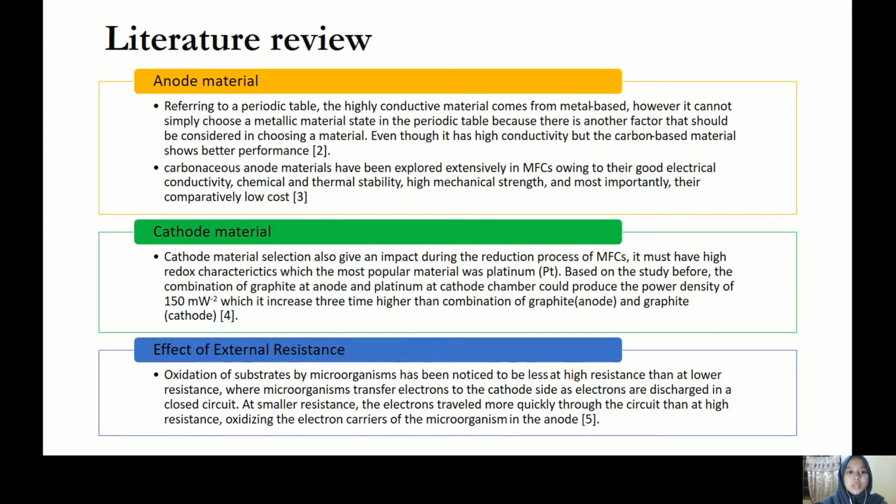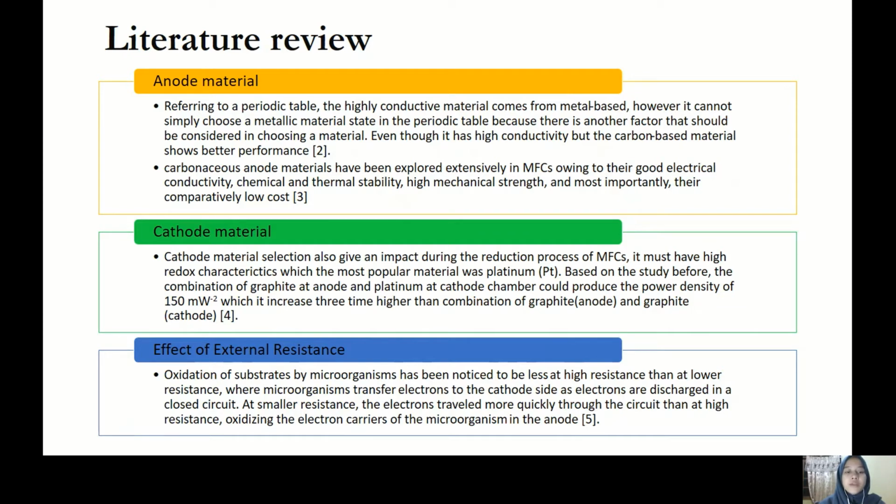And the cathode material. In choosing the cathode material, we should consider a material that is high in redox potential, because the reduction process occurs at the cathode side. We know that platinum has the highest redox characteristic, but it is high in cost. Based on a previous study, the combination of graphite at the anode and platinum at the cathode side could produce a power density of 150 milliwatt per square meter, which is 3 times higher than the combination of graphite and graphite.